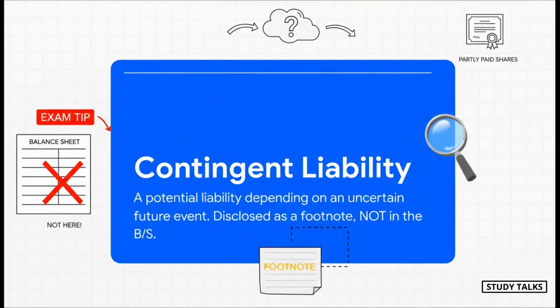So we've talked about liabilities. But what about something that could become a liability, but isn't one yet? Well, that, my friends, is a contingent liability. It's a potential obligation that hinges on some future event. A perfect example is if you own partly paid shares in another company, you might be called upon to pay the rest later. And the most crucial thing to remember: this does not go inside the balance sheet. It's not part of the total. You always disclose it as a simple footnote at the very end.